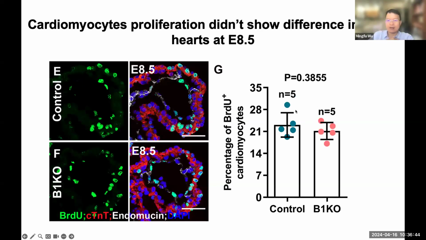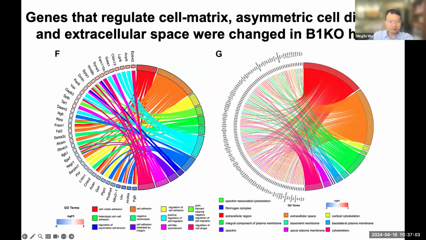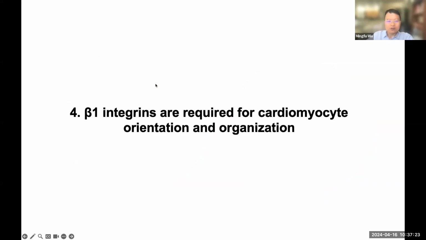E8.5 is the stage for trabecular initiation. And we found that the cardiomyocyte proliferation, again based on the BrdU pulse labeling, didn't show any difference there. So we think cardiomyocyte proliferation probably is not the key factor contributing to our trabecular initiation defect in the B1KO. Instead, we did RNA deep sequencing. We found that the genes that regulate cell matrix, asymmetrical cell division, and extracellular space were significantly changed in the B1KO hearts. Those are probably the factors that contribute to the trabeculation defect, and we are doing more experiments.